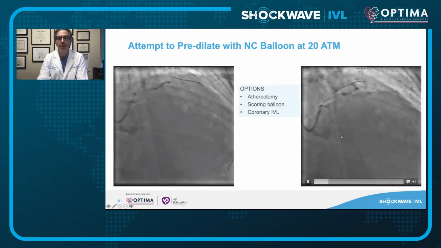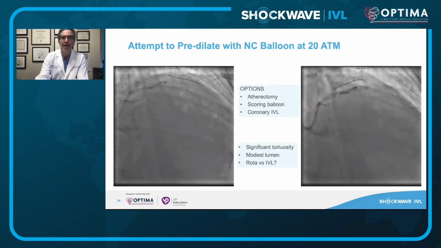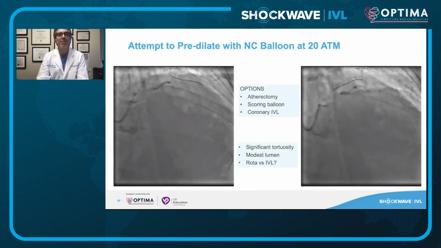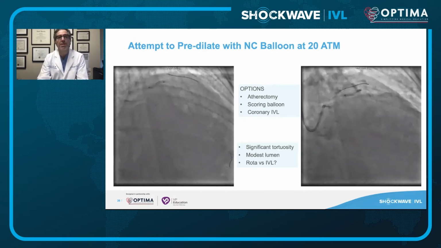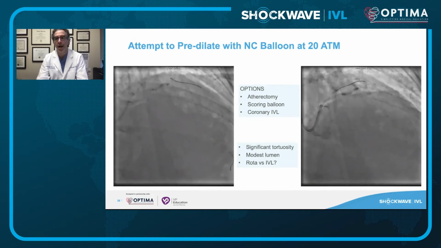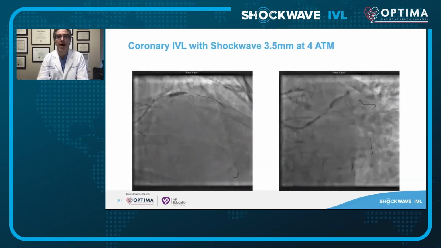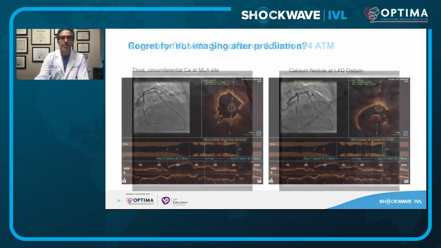So my options here are atherectomy, a scoring balloon, or coronary IVL. I was a little hesitant to do rotational atherectomy. I certainly could have, but it was a little bit tortuous. I thought I had a big enough lumen to get an IVL catheter down. So I think dealer's choice here, I chose IVL. I went straight with IVL. I chose a 3.5 IVL catheter, and you see nice expansion at 4 atmospheres.